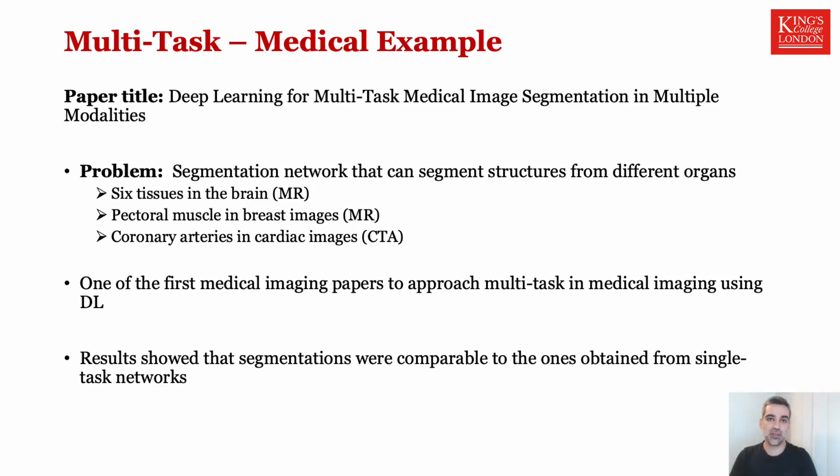An obvious example of multitask learning being used in a medical setting is this paper entitled Deep Learning for Multitask Medical Image Segmentation in Multiple Modalities. The problem that they were trying to solve is that they want to have a segmentation network that can segment different structures from different organs. In this case, they had 6 tissues in the brain. They had the pectoral muscle in breast images, and they also had coronary arteries in cardiac images. And they wanted to basically create a network that had some common features to be able to segment all of the images at the same time.